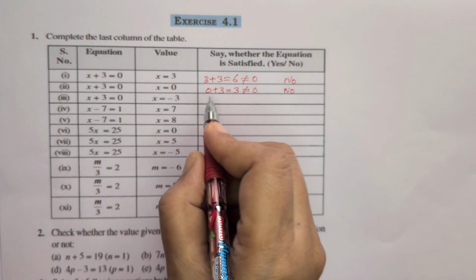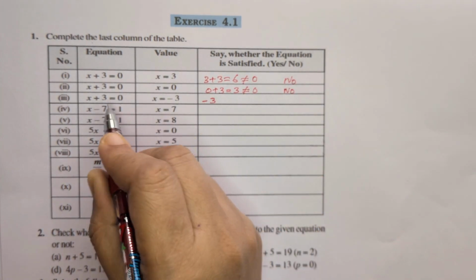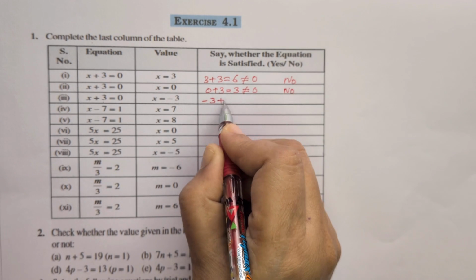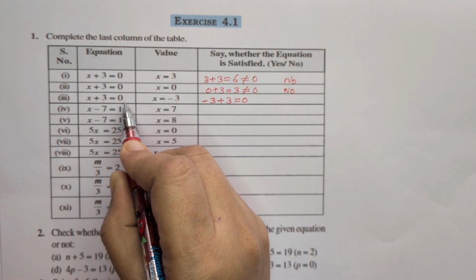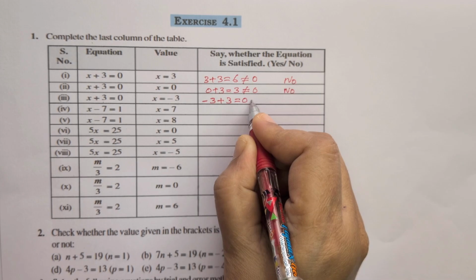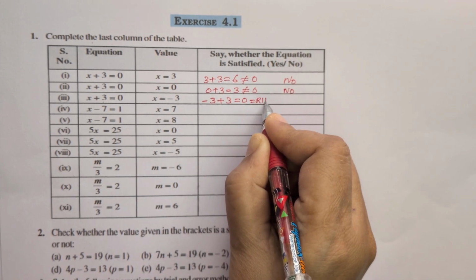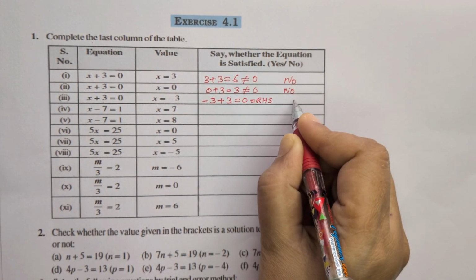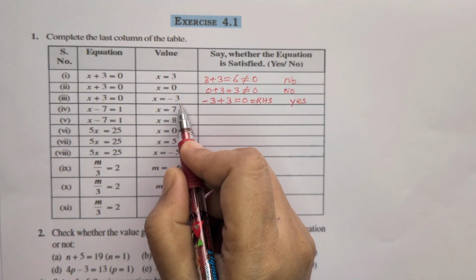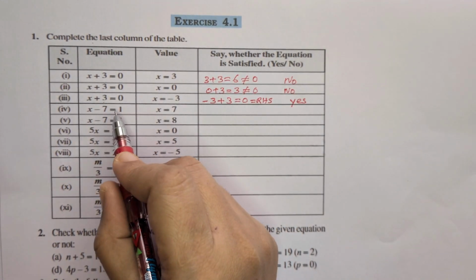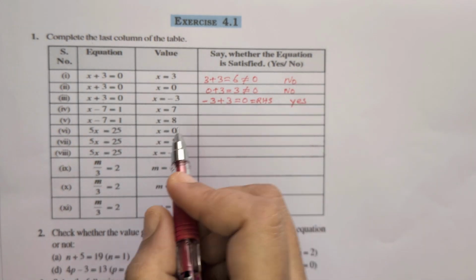x is equal to minus 3. Minus 3 plus 3 is equal to 0. Here we can see the right side answer is also the same, equal to the RHS. So we can write yes, x is equal to minus 3, that value satisfies this equation.